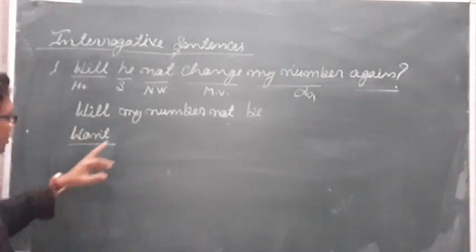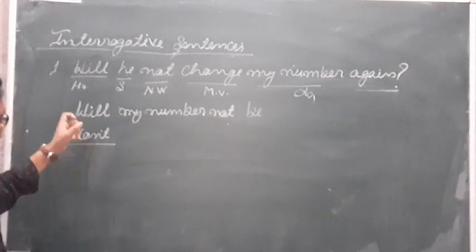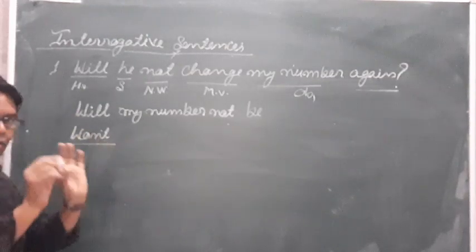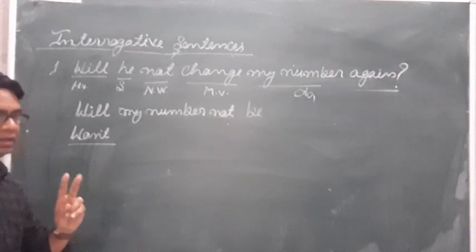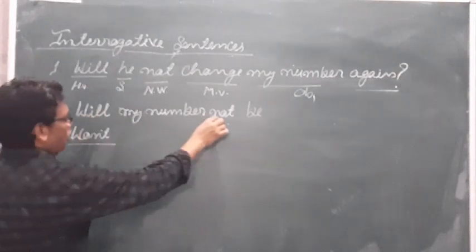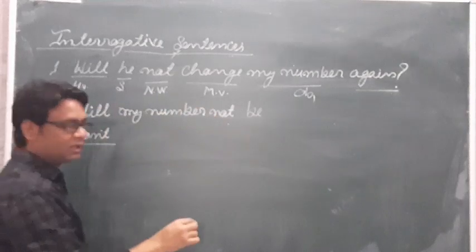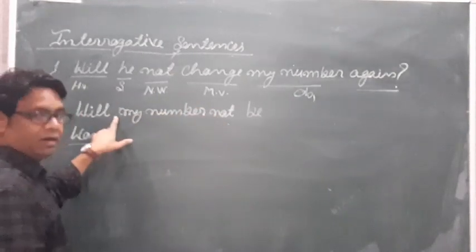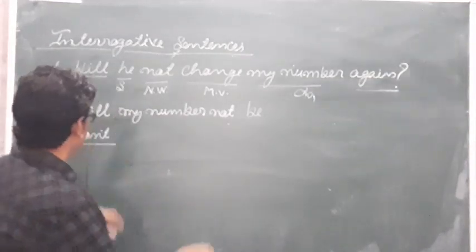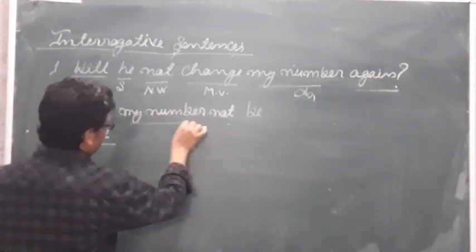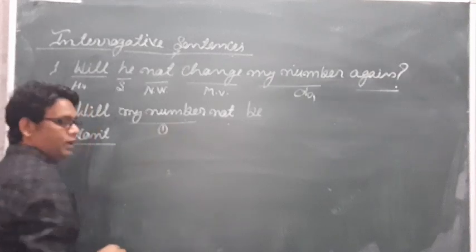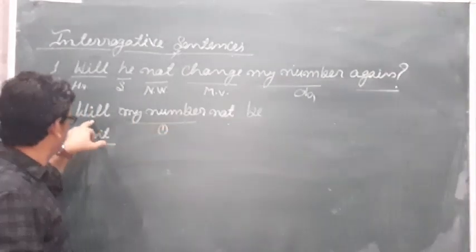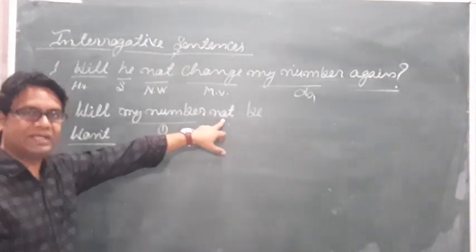If we write not in short form, in that case we can write not at the second place. But if we separate will and not, in that condition we will not place this word here. Understand? My number, both are one word. This is only one, 1, 2, 3. Understand?